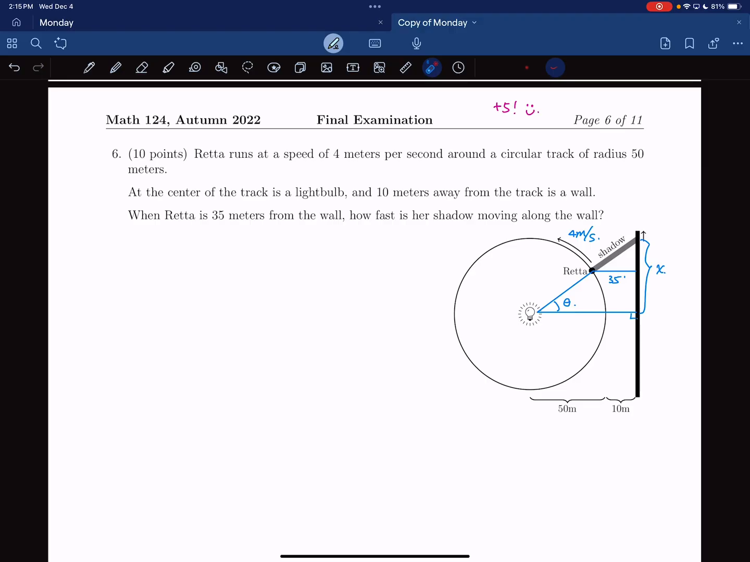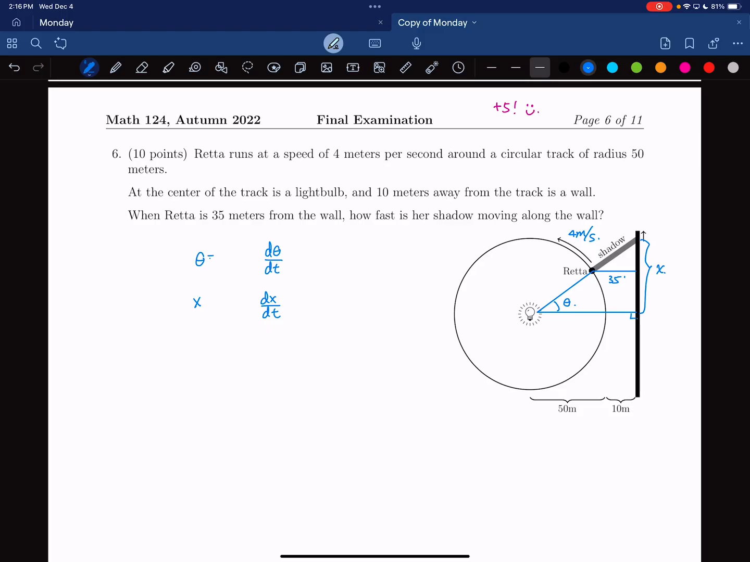Now I'm going to explain the reason I should assign this angle as the second variable. The reason is that knowing what this angle is going to tell me the position of Retta. Because once I know what this angle is, as Retta is moving along the circle, this angle is changing. So this angle directly corresponds to where Retta is on the circle. So that's my two variables. There's theta, there's x. I should also write down d theta dt and dx dt.